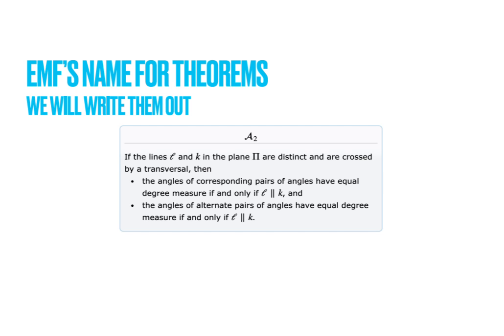EMF names all these theorems, says A2, but we're going to write them out. So it says if lines L and K in the plane pi are distinct and are crossed by a transversal, then the angles of corresponding pairs of angles have the equal degree measure if and only if L is parallel to K. Angles of alternate pairs of angles have equal degree measure if and only if L is parallel to K. And they leave out the part about the supplementary. But we're going to write all of our theorems out completely in words.